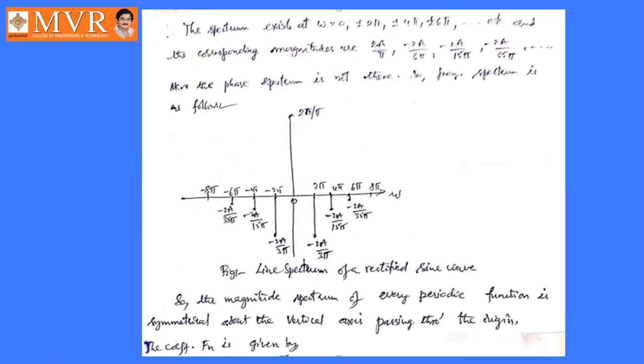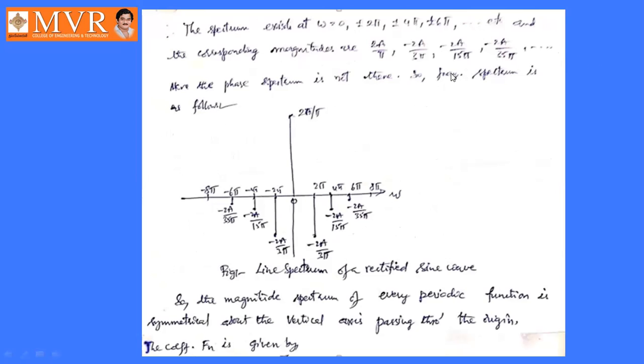So the spectrum exists at omega equal to 0, plus or minus 2 pi, plus or minus 4 pi, plus or minus 6 pi, etc. And the corresponding magnitudes are 2a by pi, minus 2a by 3 pi, minus 2a by 15 pi, minus 2a by 35 pi, and so on. And the phase spectrum is not there.